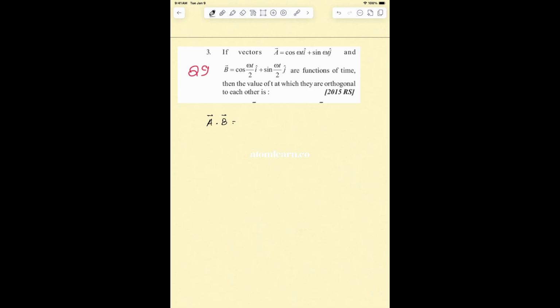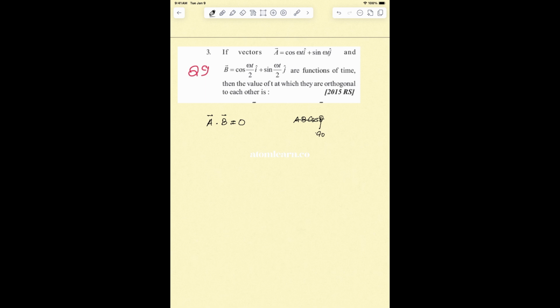A dot B should be equal to 0. Why? Because A dot B is by definition AB cos theta. If the angle between them has to be 90 degrees, cos 90 is 0, so the dot product should now vanish. Now, what is the value of t at which they will vanish is the question.